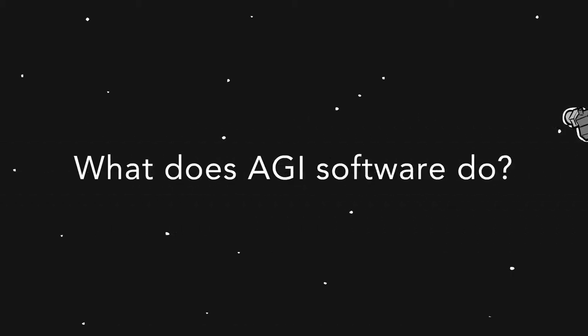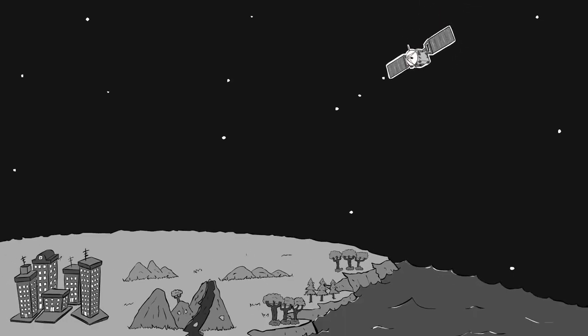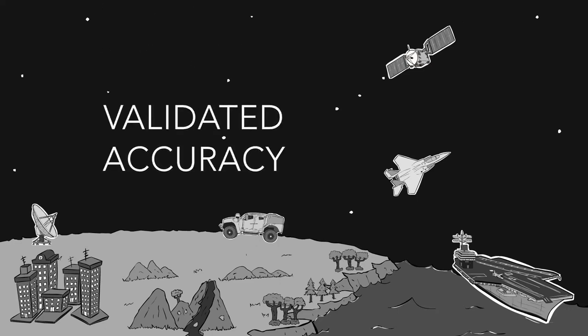What does AGI software do? Many know us for satellite visualization, but we offer so much more. We model and analyze land, sea, air, and space. We offer high-fidelity models with validated accuracy, and we are also extremely flexible and open.